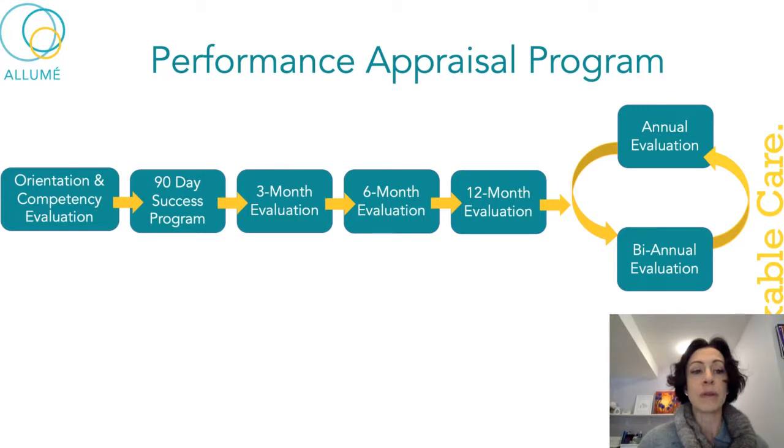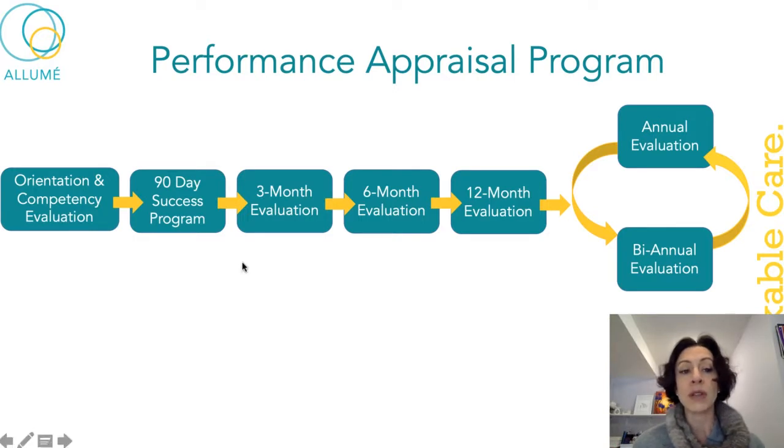So here's what our performance appraisal program really looks like. First, you have the orientation and competency evaluation that happens at the very beginning of when you start working with Allume. And part of that is the one-on-one training you do with a supervisor. It's also the shadowing and mentoring that you might do in this first piece. And the competency evaluation includes when you start to level. Are you at level 1, 2, or 3?